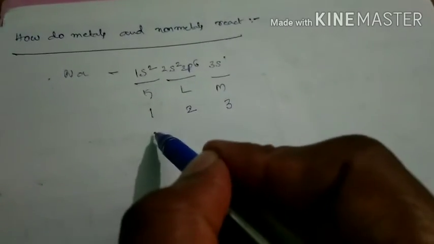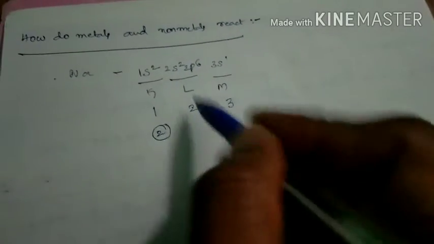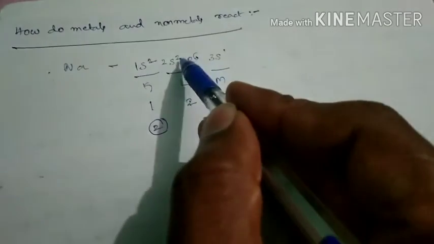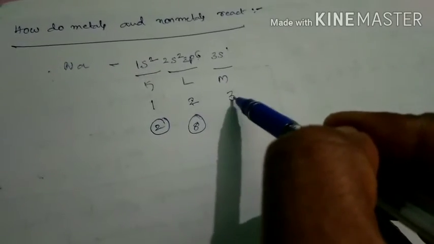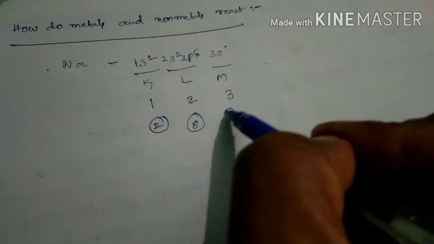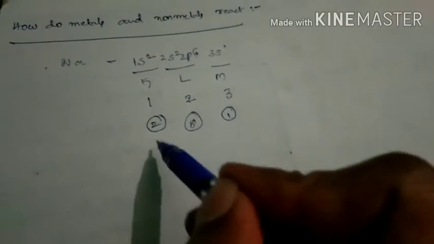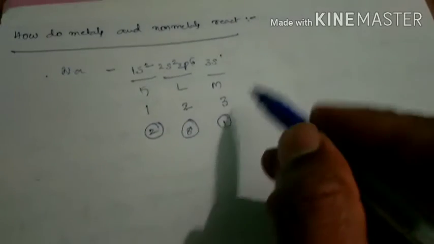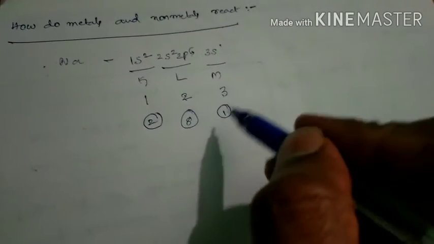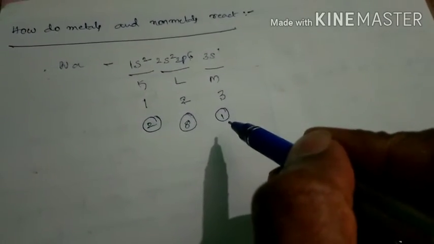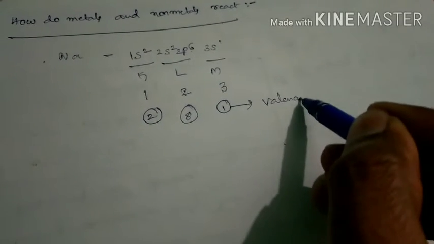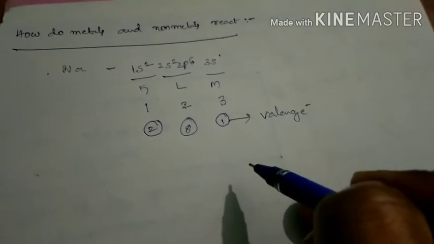So the K shell contains 2 electrons, that is this one. The L shell contains 8 electrons, that means 6 plus 2, 8 electrons. And the M shell, that means the third shell, contains only 1 electron. So this is the electronic configuration of the sodium atom. Here the point is, this sodium atom contains 1 valency electron. This is the valency electron of the sodium atom.